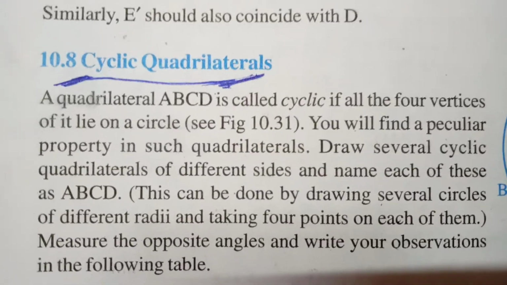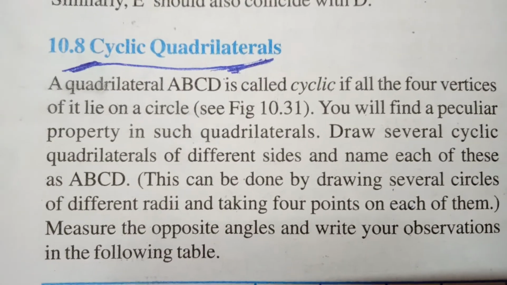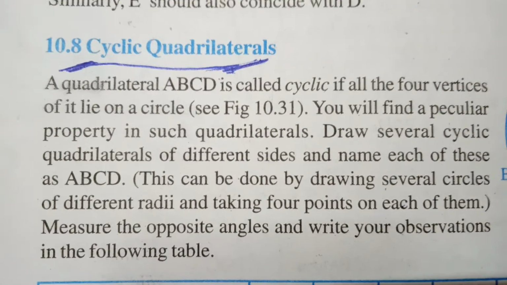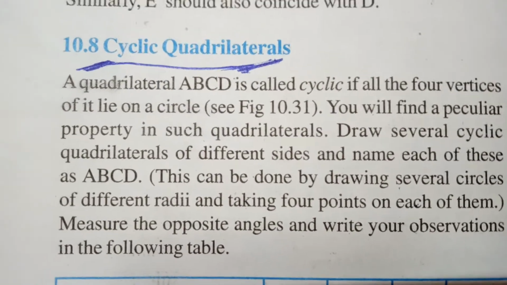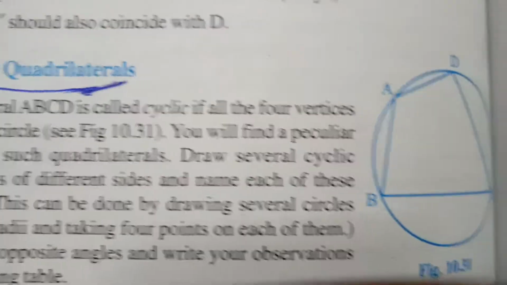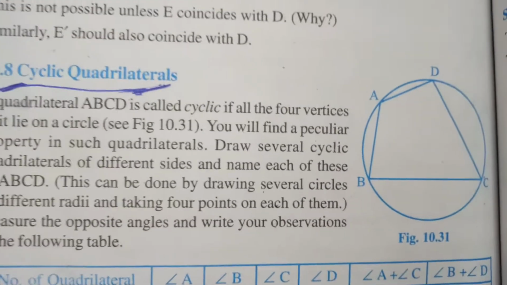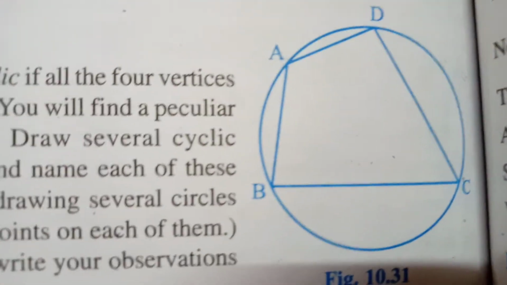So, what is the meaning of cyclic quadrilateral? A quadrilateral ABCD is called cyclic if all four of its vertices lie on a circle. See figure 10.31. Observe it. Here you are seeing the figure. So this is a cyclic quadrilateral. You see all four vertices are lying on the circumference of the circle.